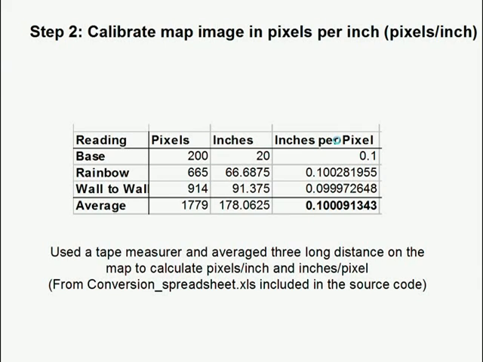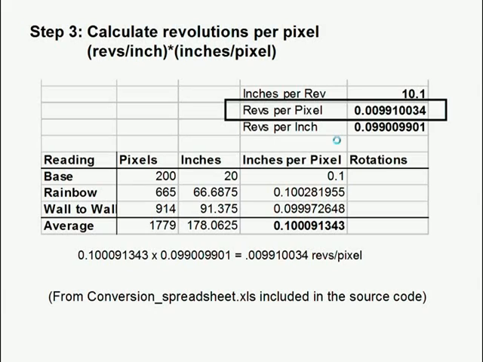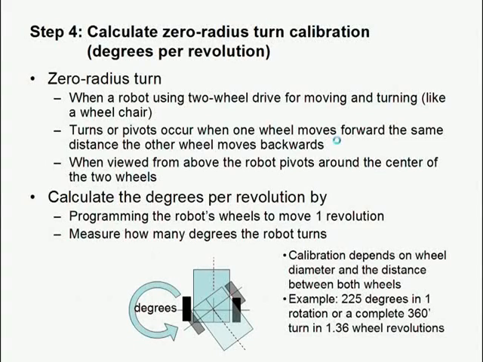It's pretty much just 1/10 of an inch per pixel, so it's 10 pixels per inch. The conversion is also found in the open source code. And then you have to calculate the revolutions per pixel and the revs per inch, which is just revolutions per inch times the inches per pixel, which is not very hard to do. And then you have to calculate the 0-degree turn radius.